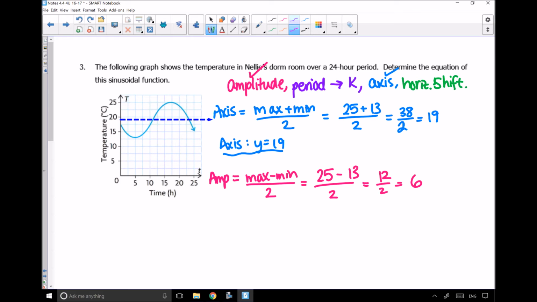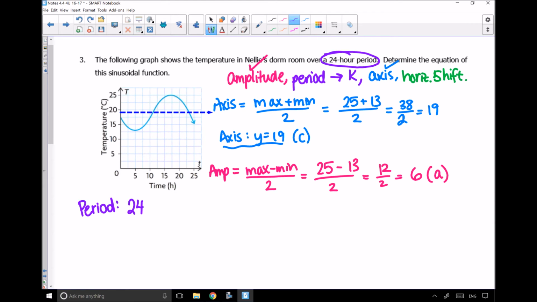Now, let's figure out our period and use our period to help us figure out our K value. By the way, this right here is going to tell us our C value. This right here, the 6, is going to tell us our A value, okay? Now we're going to use our period to figure out the K value. So to find our period, I want to know how long it takes to complete a full cycle. Well, it tells me in the problem that it's her dorm room over a 24-hour period. We already know our period is 24.